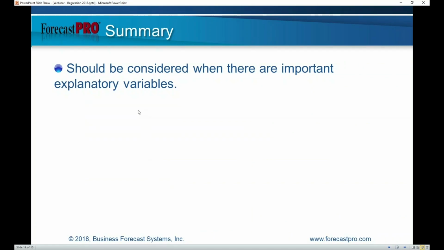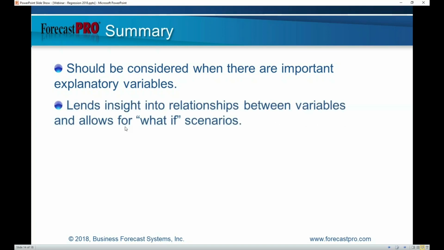So let's summarize a little bit, and then we'll take some questions. Dynamic regression should be considered when there are important explanatory variables, and I would say particularly if you have leading indicators. In addition to simply generating a forecast, a well-specified dynamic regression model is going to give you insight into relationships between variables. So again, if price is in my model, I'm going to have some understanding of how price influences demand.